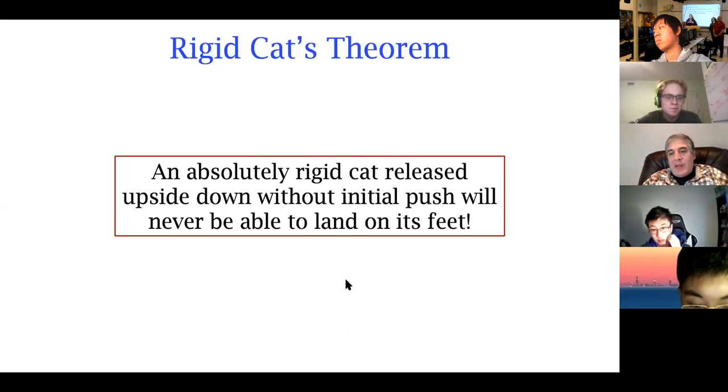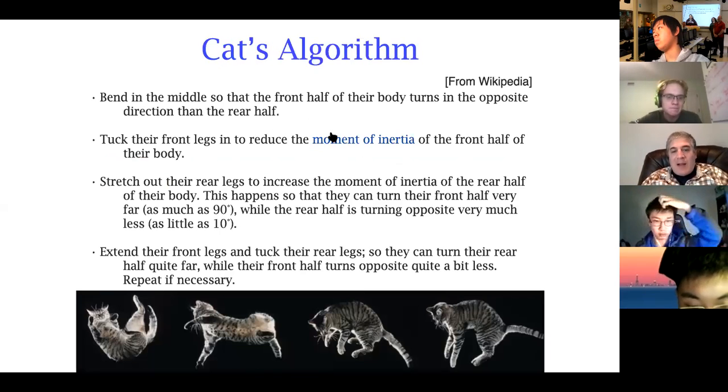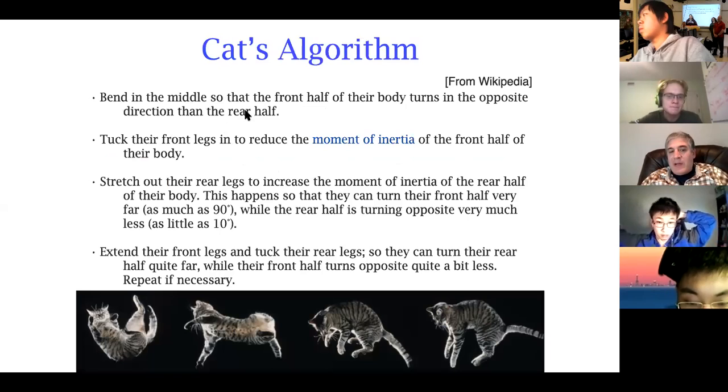But for us, it's important, but it's pretty kind of obvious what the cat does. This is the algorithm. So basically, the cat bends in the middle and rotates the front half in the opposite direction than the rear half.